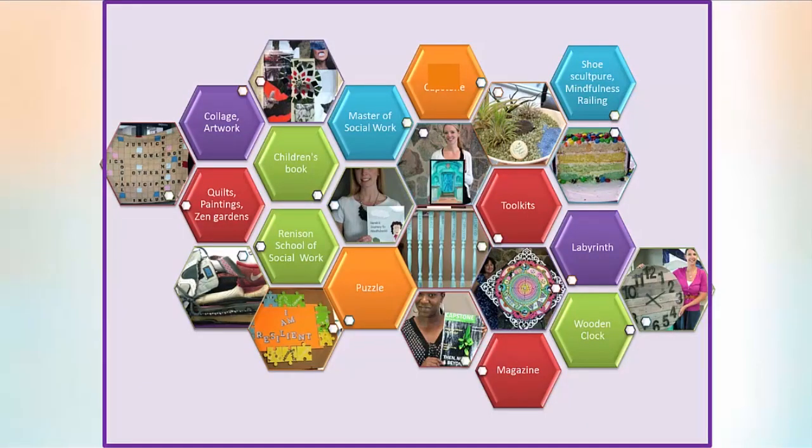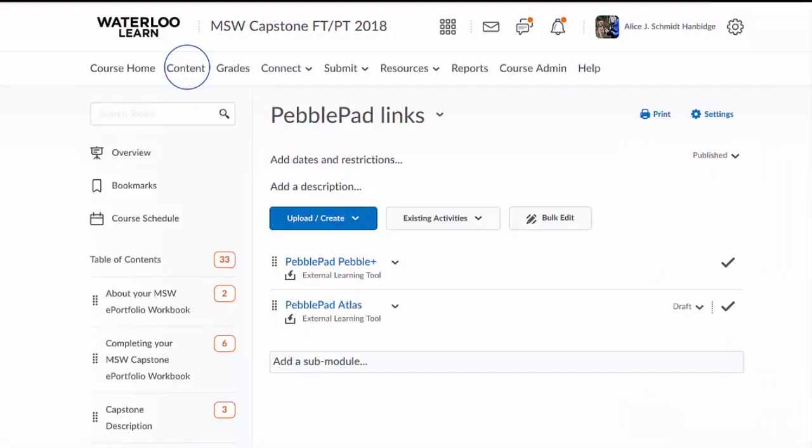Here are a few samples of our students' work from past times, and you'll see a wide variation, everything from magazines to books to clocks to artwork and quilts. We've had quite a range of creative items. Next, I'd like to take you to our Learn course in D2L.